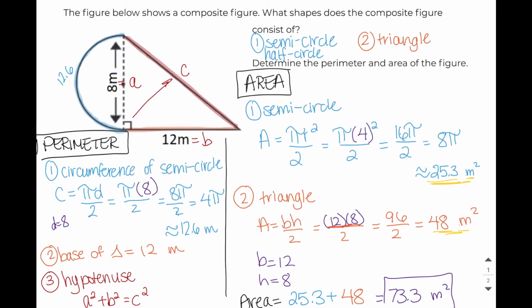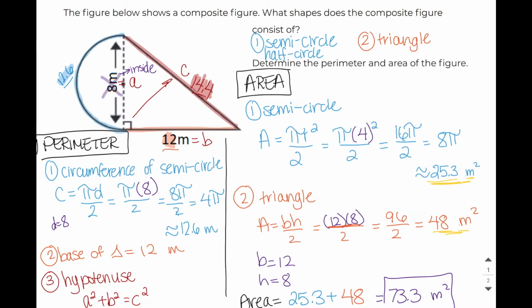So if we go ahead and look at our perimeter right here, we know that our perimeter is going to consist of this 12.6, this 12 right here, as well as this 14.4. Question for you, why am I not including this 8 right here? Because the perimeter is the outside of the figure, and this 8 is on the inside of our figure. So therefore, we do not add 8 to our perimeter. So again, we're only going to add 12.6 plus 12 plus 14.4.